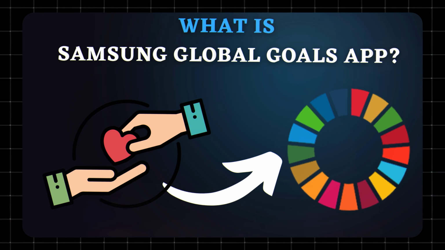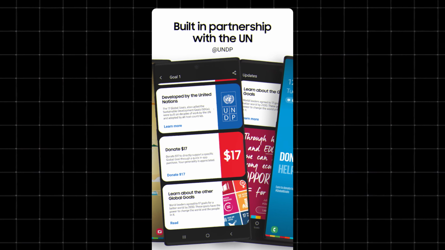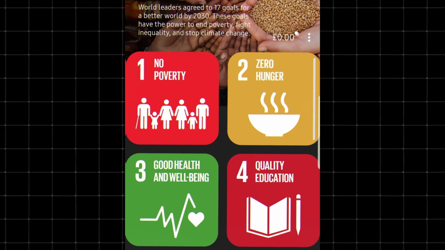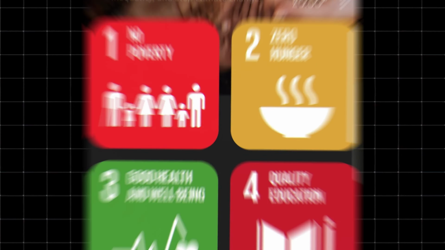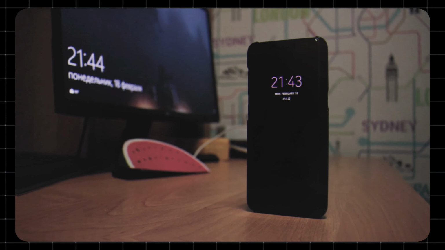What is the Samsung Global Goals app? It's an app developed by Samsung in partnership with the United Nations. The goal is to support the 17 UN Sustainable Development Goals, like ending poverty, fighting climate change, and ensuring clean water for all. Available on most Galaxy devices and also on the Google Play Store. And the best part? It's completely free to use.